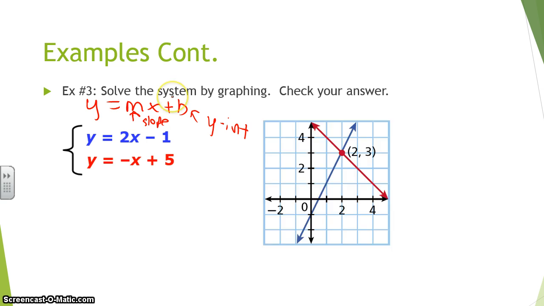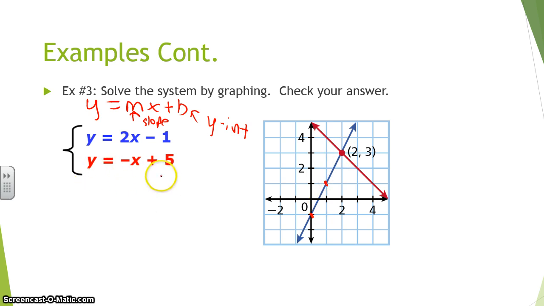So when I graph this, 2x minus 1, we start at -1, here we are, and we're going to rise 2 and go to the right 1. Rise 2, go to the right 1. I would plot a few points on the line and then connect the points to draw your straight line.